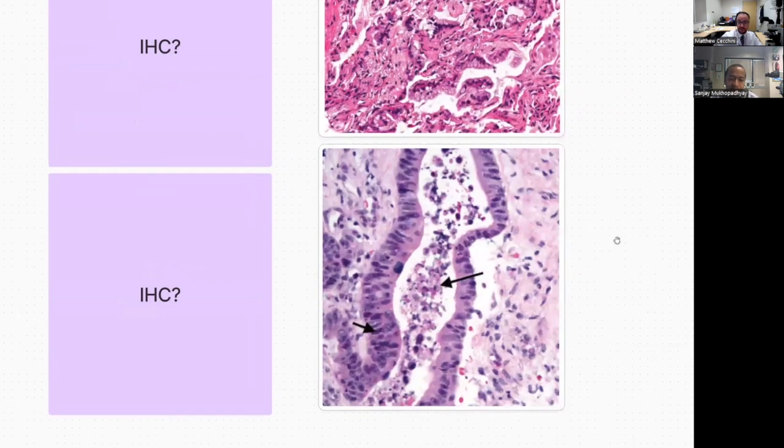What if now it has more of an enteric look? It looks more like colorectal, so it has some luminal necrosis, kind of columnar cells with elongated nuclei. Well, what do you think in this scenario?